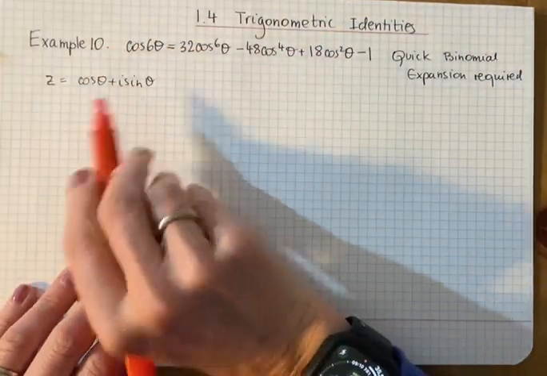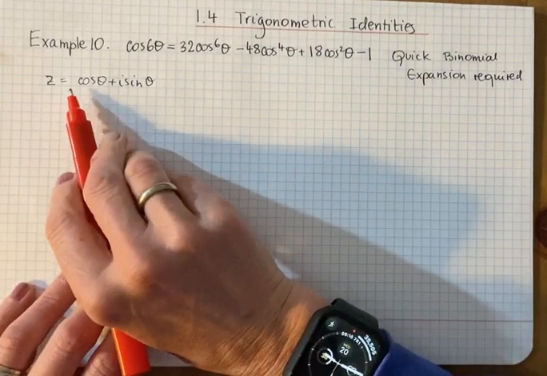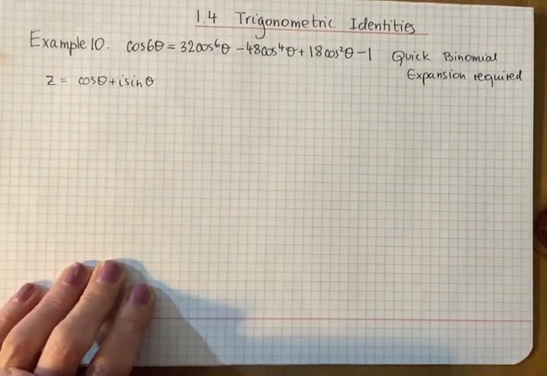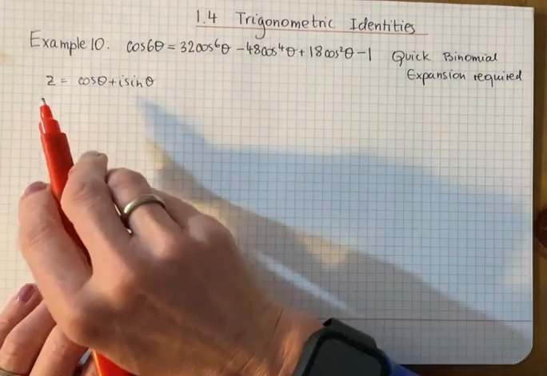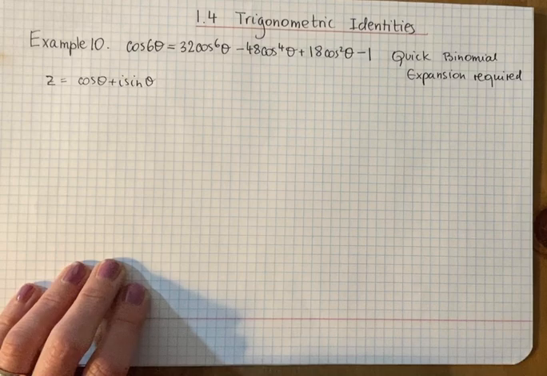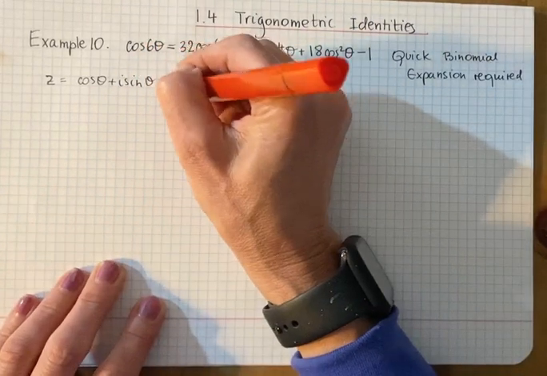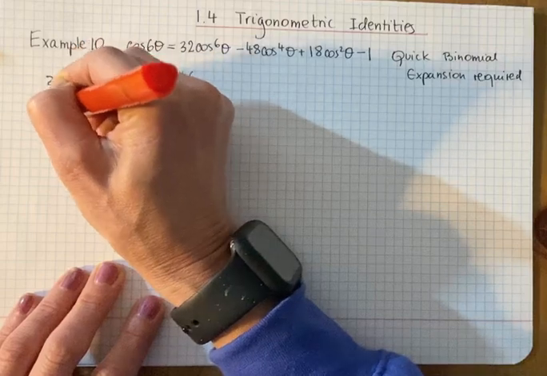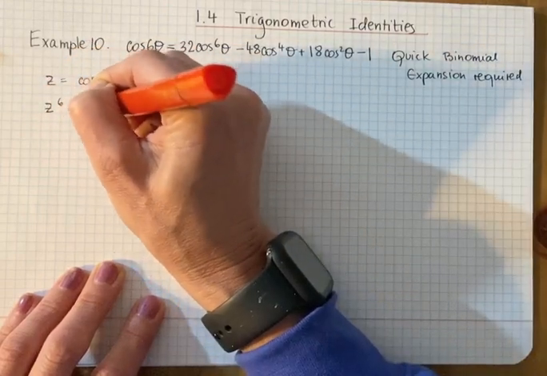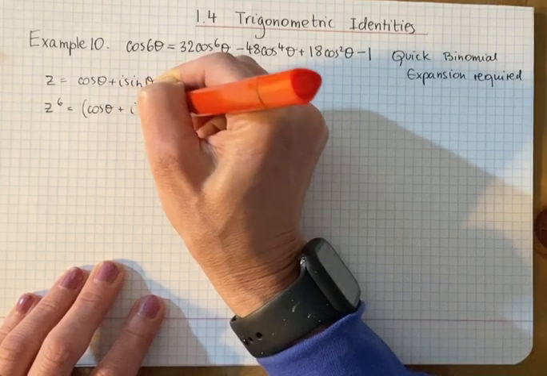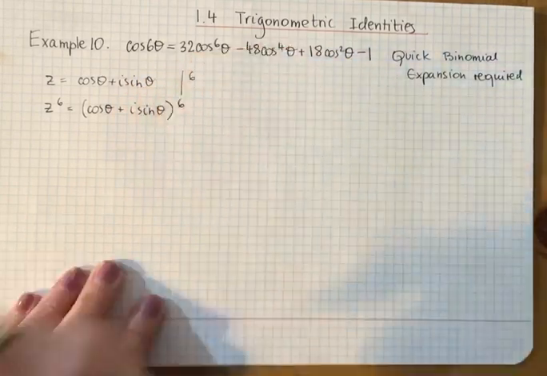Okay, so it's just modulus 1, argument theta, and we are going to rewrite this using de Moivre's theorem. So first of all, the first step is to raise it to the power of 6. So z to the power of 6 is simply (cos theta plus i sine theta) to the power of 6.